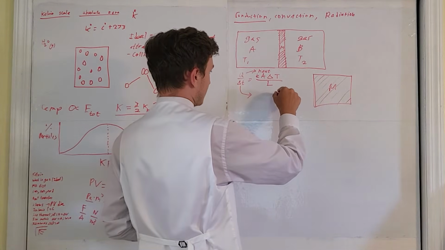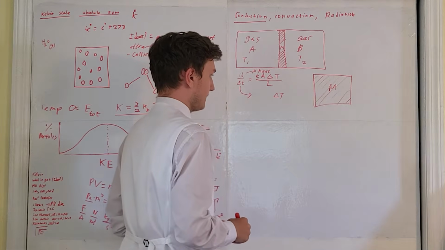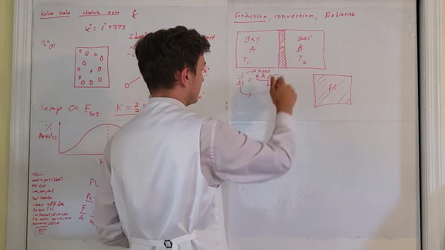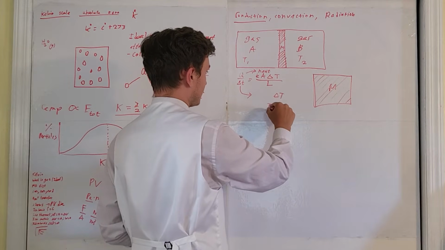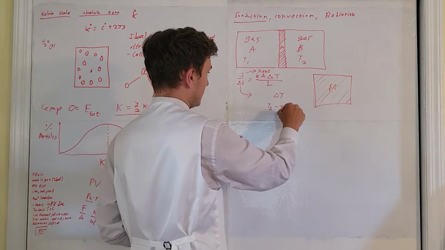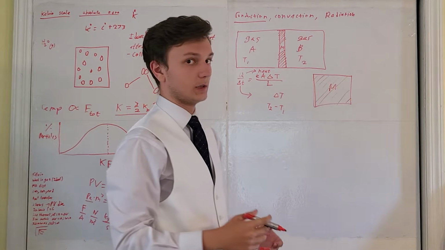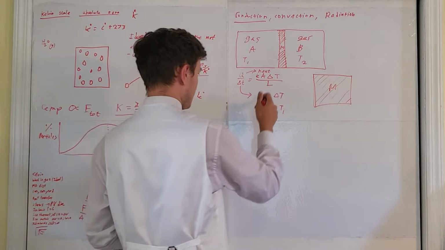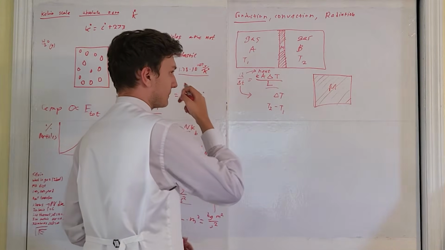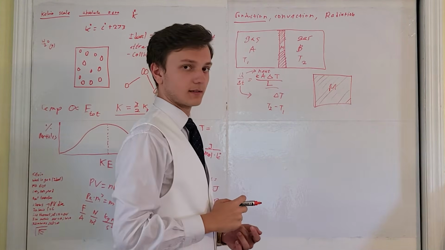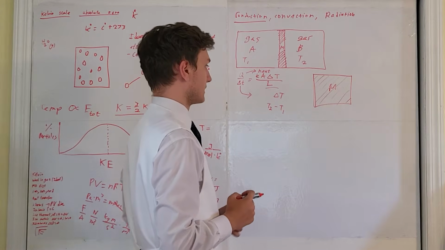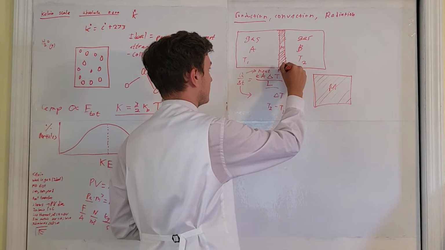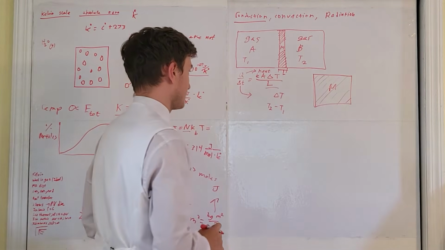Delta T, self-explanatory, is the change in temperature. Change in temperature between what? Between gas A and gas B. It's the higher temperature minus the lower temperature, in degrees Kelvin. L, deceptively, is the thickness of the medium, of the conductor. So that would be this thickness right here. That would be L.